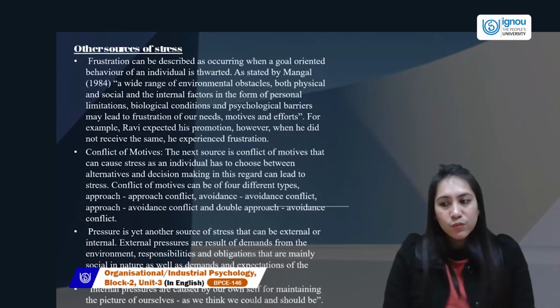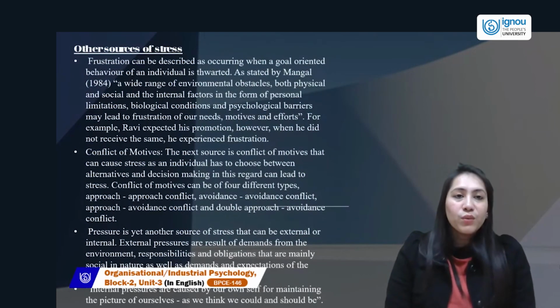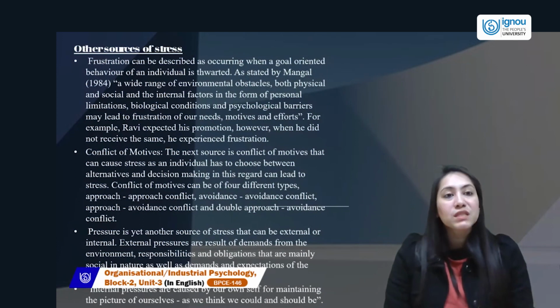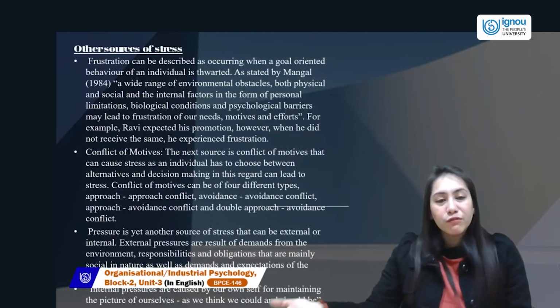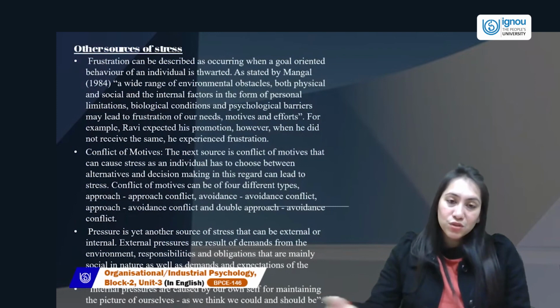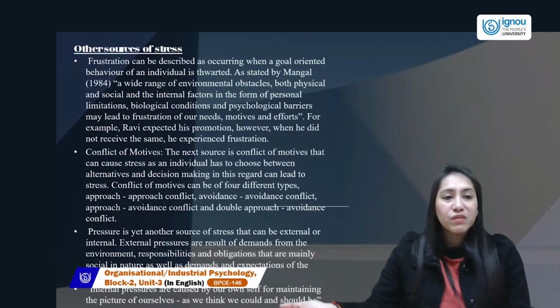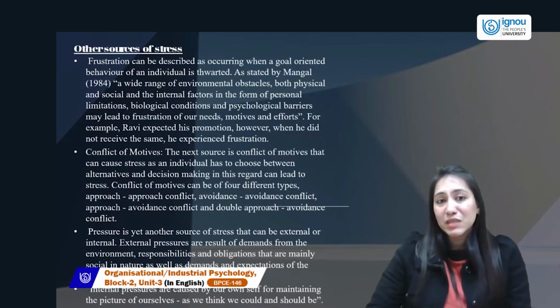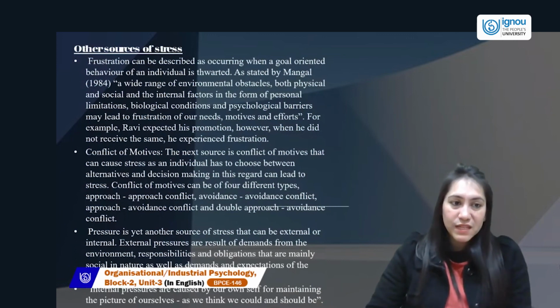See, frustration is one of the biggest sources at work areas. Whenever your goals are blocked and thwarted, it actually leads to stressful conditions. A wide range of environmental obstacles, both physical and social, internal factors in the form of personal limitation, biological conditions, and psychological barriers can lead to not meeting up of goals, and frustration is formed. So your frustration of your needs, your motives, your desires, your achievement. So, for example, Ravi expected his promotion, however, he's frustrated because he did not receive it. That's a basic drive also, and a motive to achieve self-esteem.